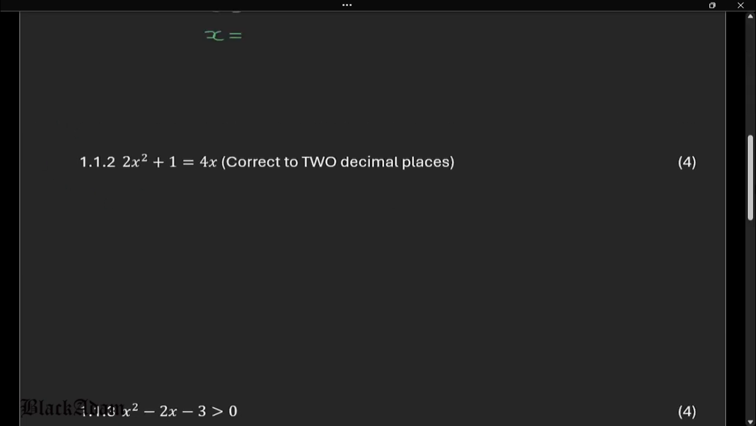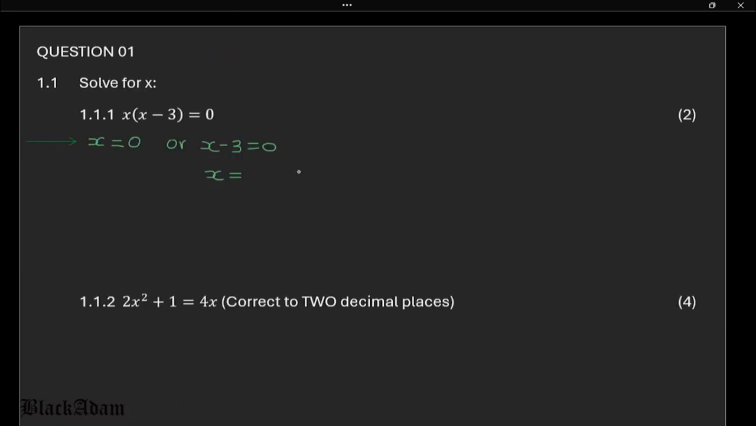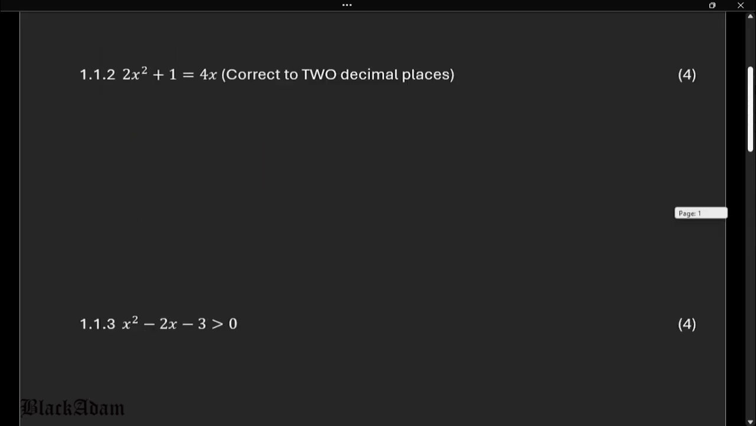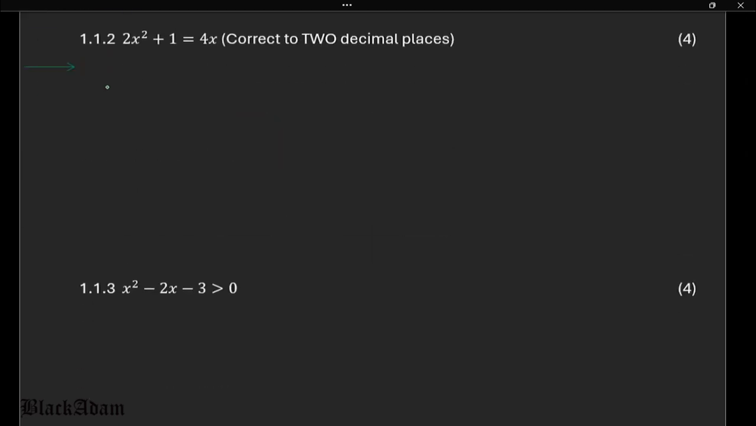On the next question, 1.1.2, we have the equation. Okay, that's x is equal to 3, those are the answers on the previous question. And then 1.1.2, we have 2x squared minus 4x. We bring 4x to the left, and then plus 1 is equal to 0.